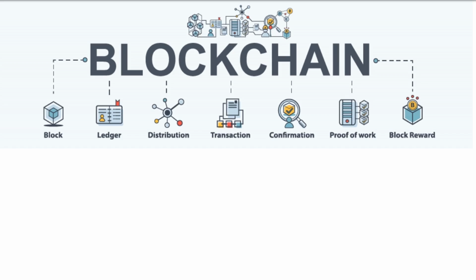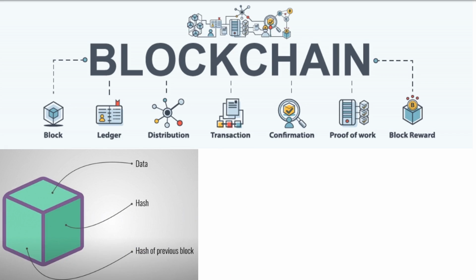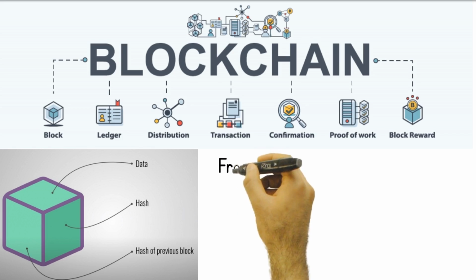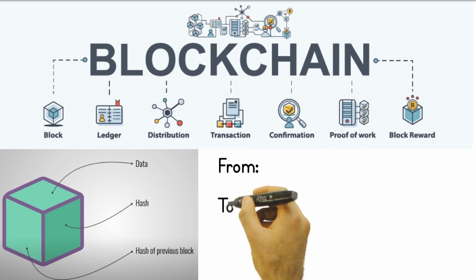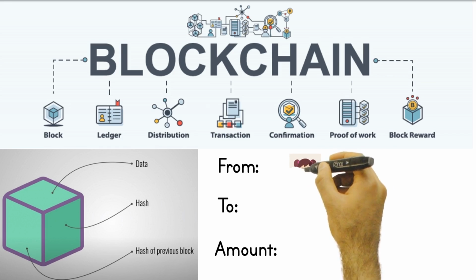How does that work? Well, let's take a closer look at the block. Each block contains some data, a block hash, and a previous block hash. The data stored within a block depends on the type of blockchain. The Bitcoin blockchain, for example, stores details about the transaction here, such as sender, receiver, and amount of money.